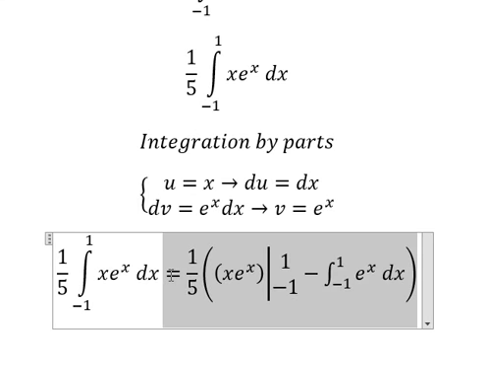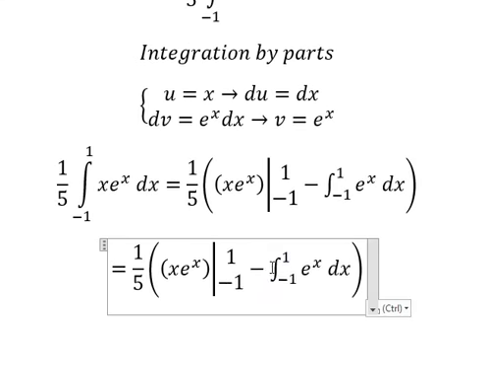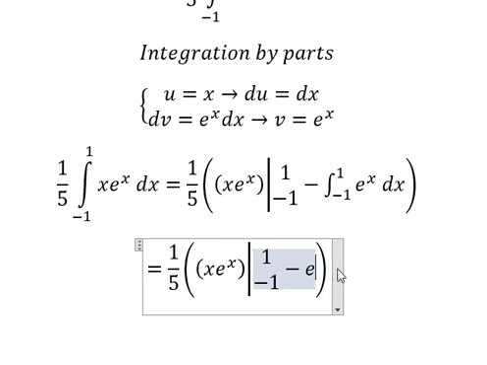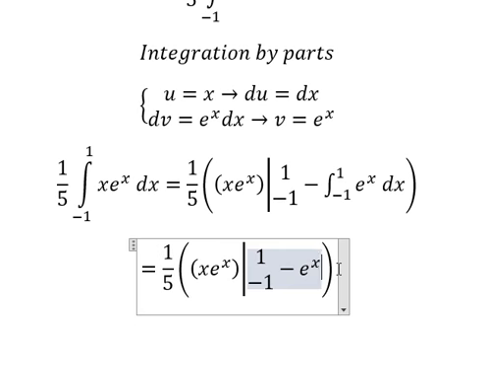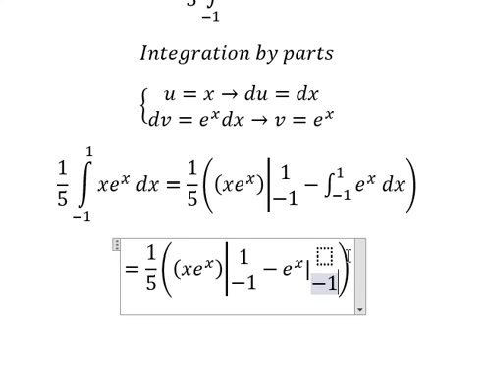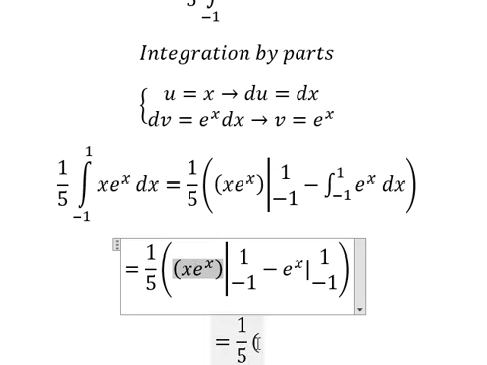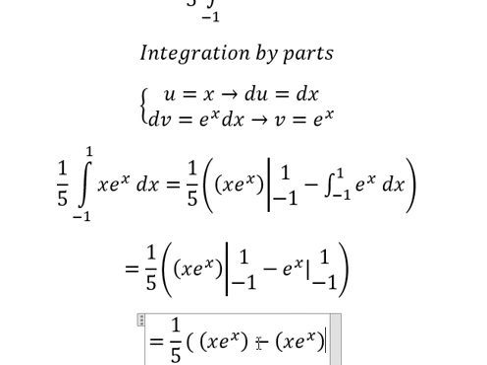And now we have the final answer. The integration of this one, you get e to the power of s, and we put the bounds from negative number 1 to positive number 1. And now we put number 1 in here, and negative number 1 in here.